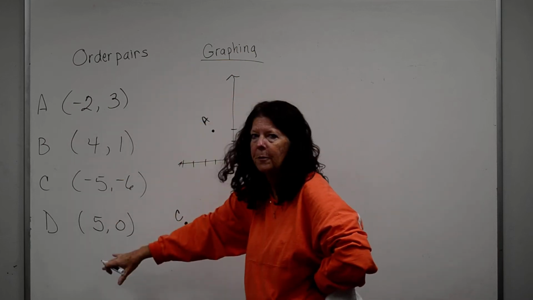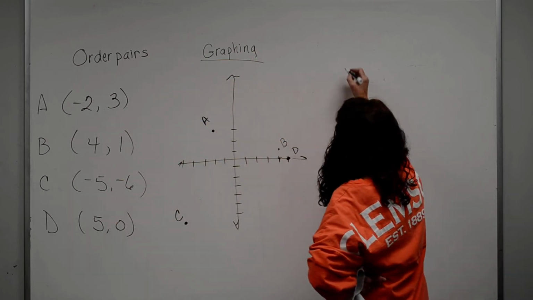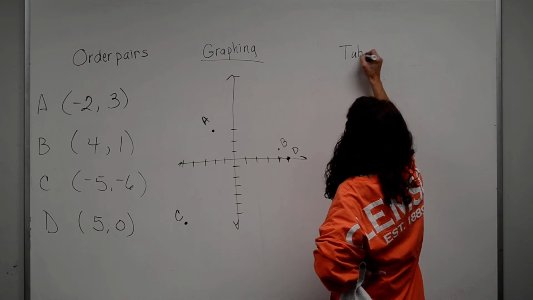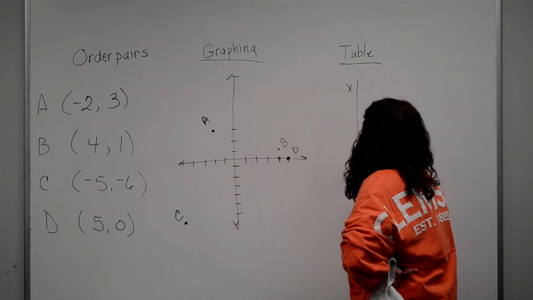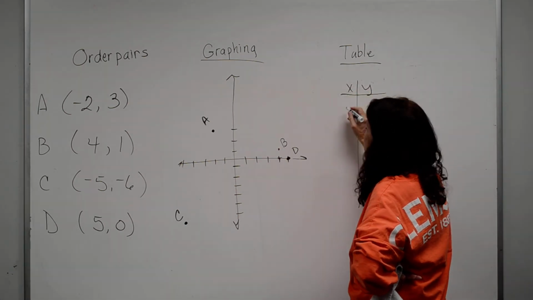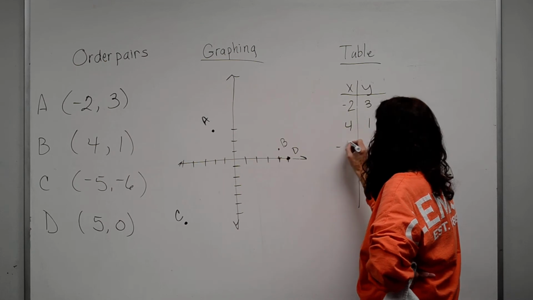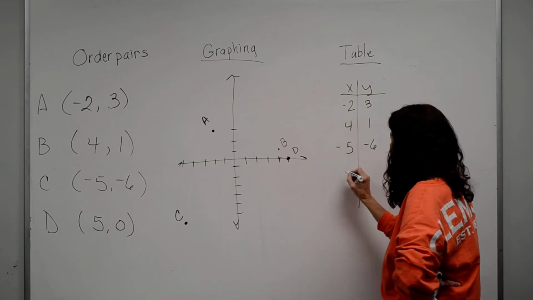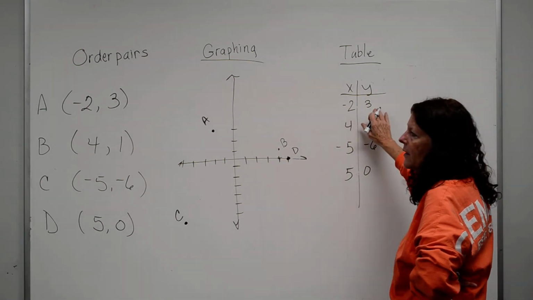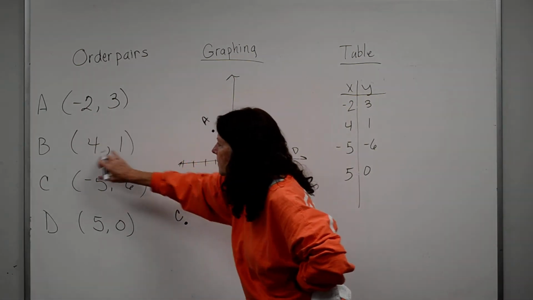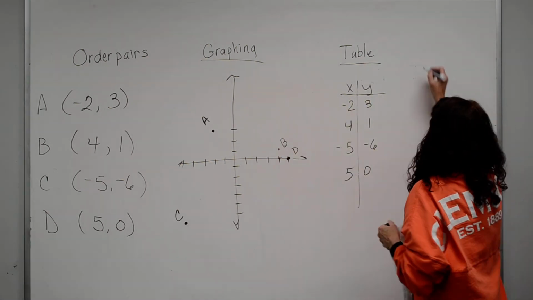So this is ordered pairs. This is graphing. You must do that part on graph paper. This is a table. This is another way of presenting that information. So I separate X and Y. So I have (-2, 3), (4, 1), (-5, -6), and (5, 0). Here's my X and here's the Y that goes with it, all the way down. That's the third way the information can be presented.